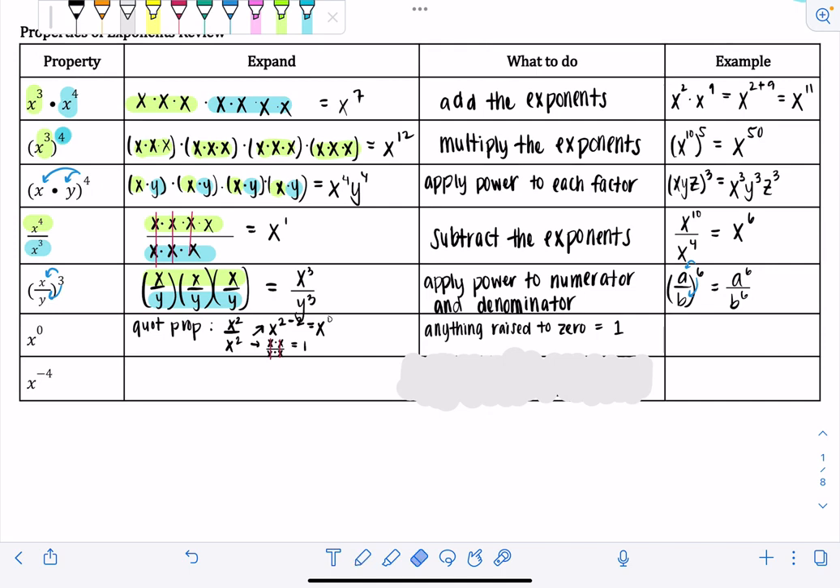And then another example, let's say I had multiple terms. So let's say 2x, and that whole thing was being raised to the 0 power, even though there's multiple terms in there. Anything that's raised to the 0 power, as long as it's all in parentheses, would equal 1.